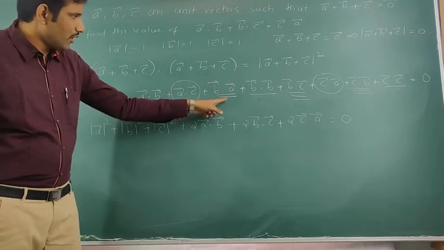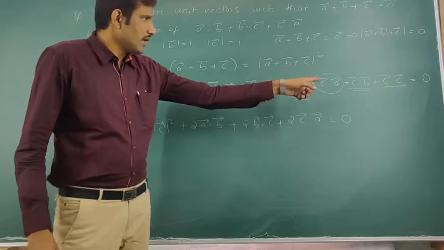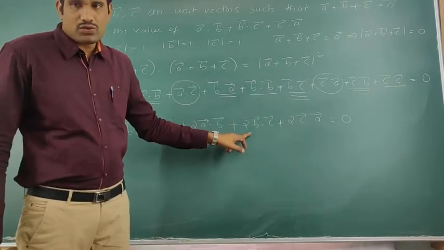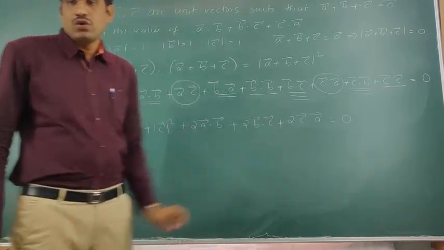A dot B and B dot A both are same, that is, if you add it is 2A dot B. Then B dot C and C dot B both are same, if you add it is 2B dot C. A dot C and C dot A both are same, if you add it is 2 C dot A.